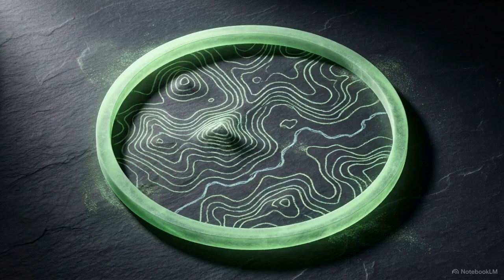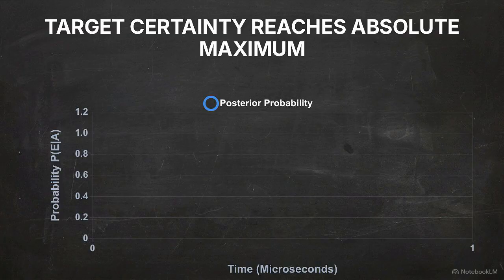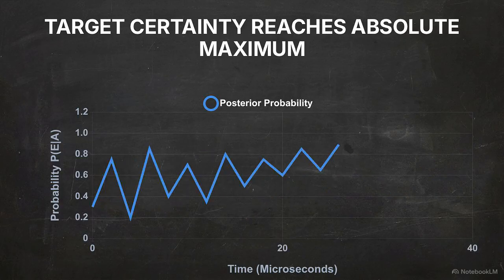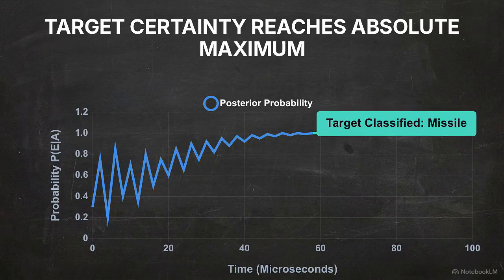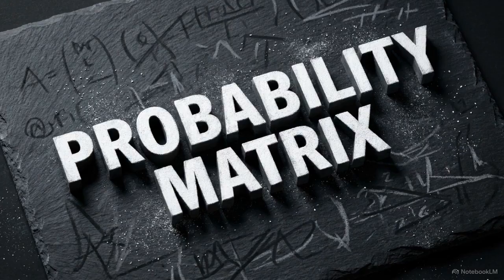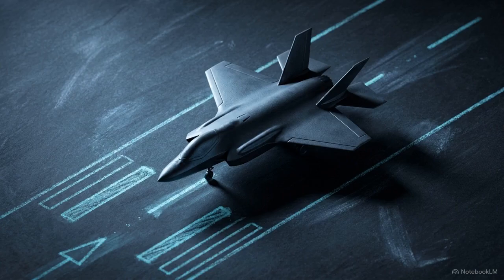With every new radar pulse that returns, the equation runs again. The system continuously recalculates the posterior probability, refining its certainty with every microsecond of data. This Bayesian updating quantifies doubt mathematically. It ensures the system relies on cumulative evidence, preventing false alarms or delayed interceptions.